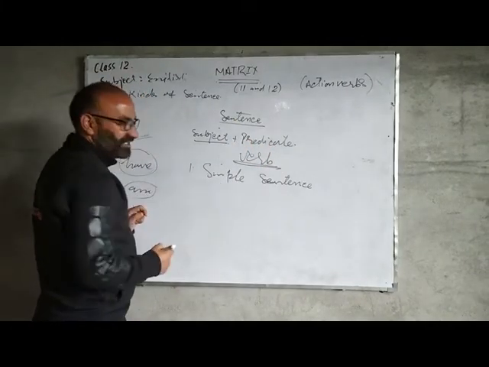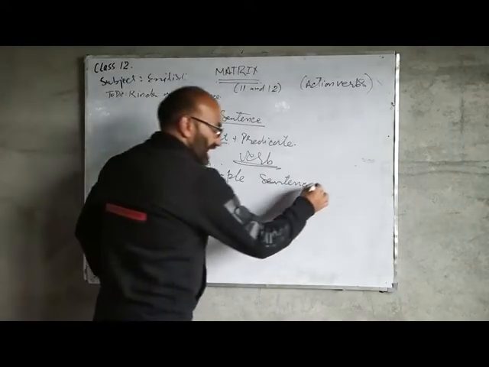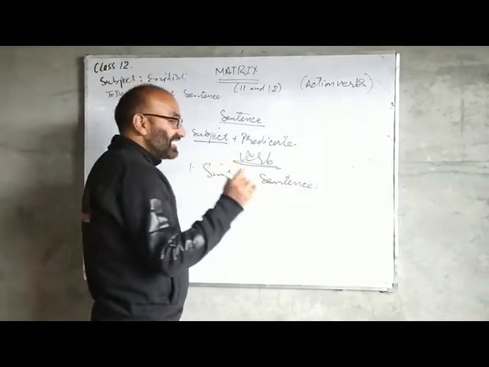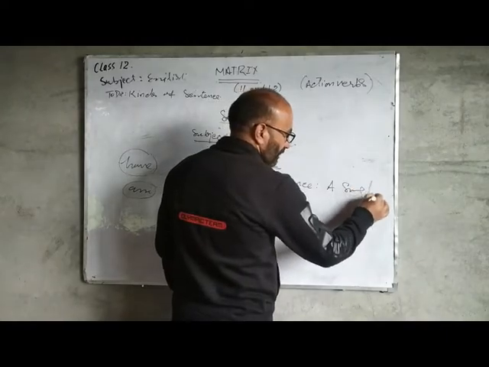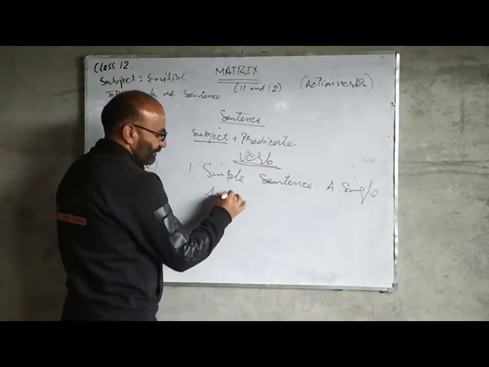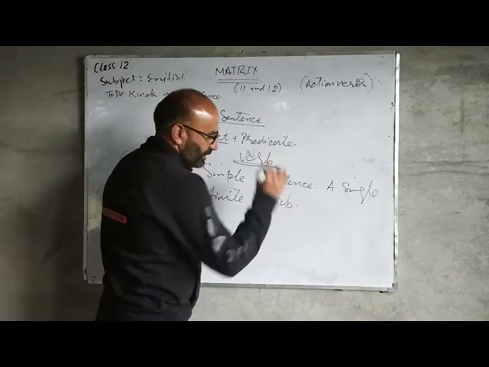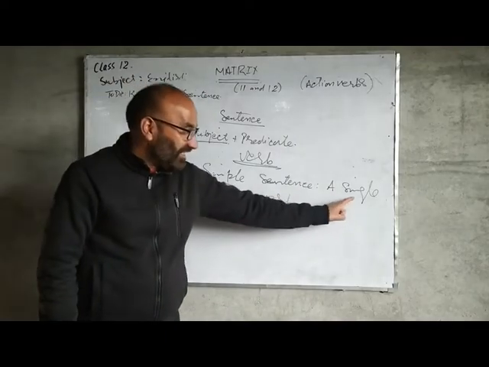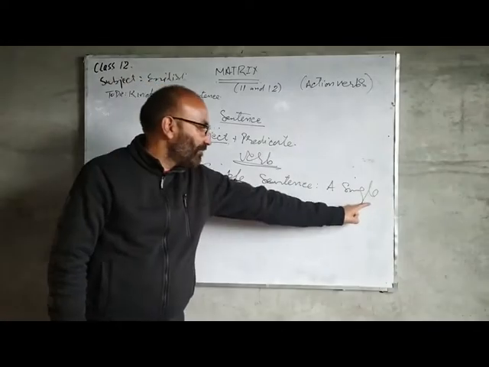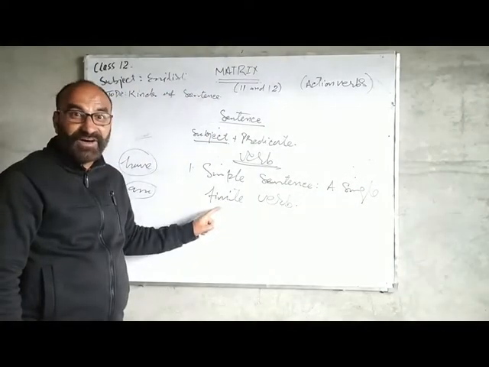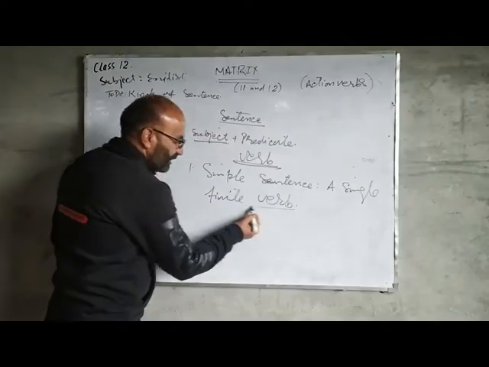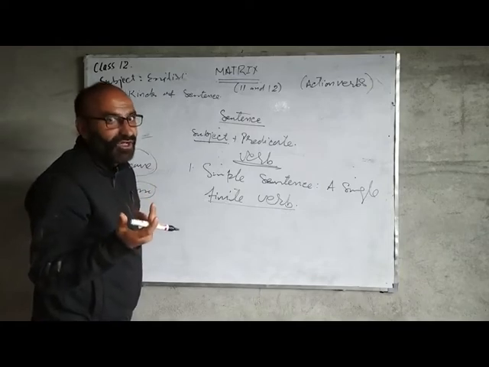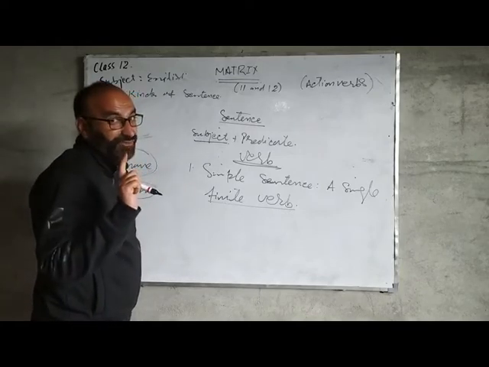So, simple sentence. When it comes to a simple sentence, a sentence is said to be simple when it contains a single finite verb. Look, a single finite verb. Once again, single, very much known to you, and finite verb. Look at the finite verb. What are finite verbs? A simple sentence contains a single clause, and that single clause must contain a single finite verb.